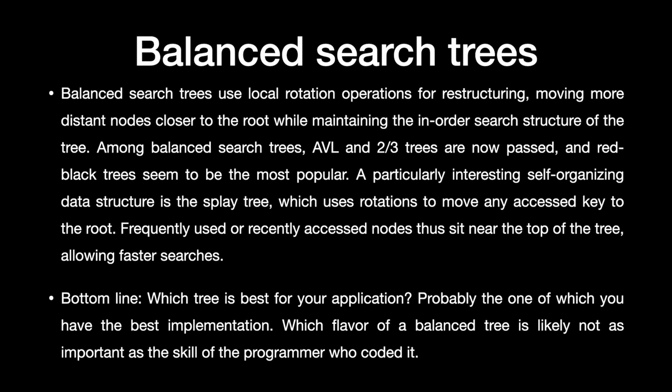Balanced search trees. Balanced search trees use local rotation operations for restructuring, moving more distant nodes closer to the root while maintaining the in-order search structure of the tree. Among balanced search trees, AVL and 2-3 trees are now passé, and red-black trees seem to be the most popular. A particularly interesting self-organizing data structure is the splay tree, which uses rotation to move any accessed key to the root. Frequently used or recently accessed nodes thus sit near the top of the tree, allowing faster searches.